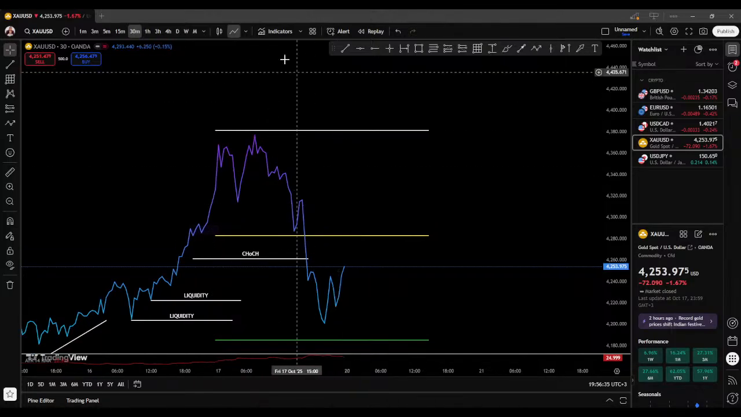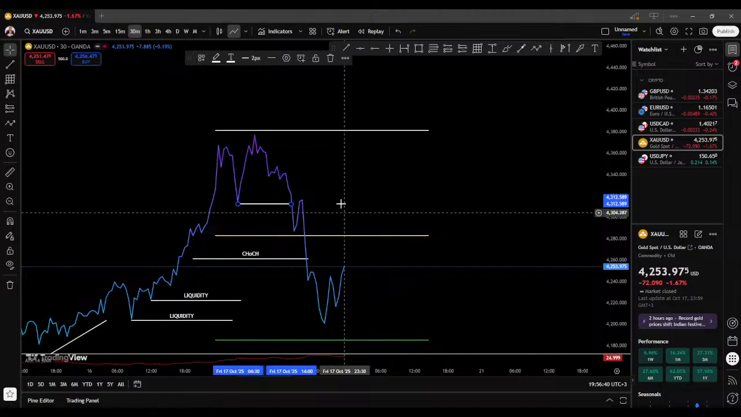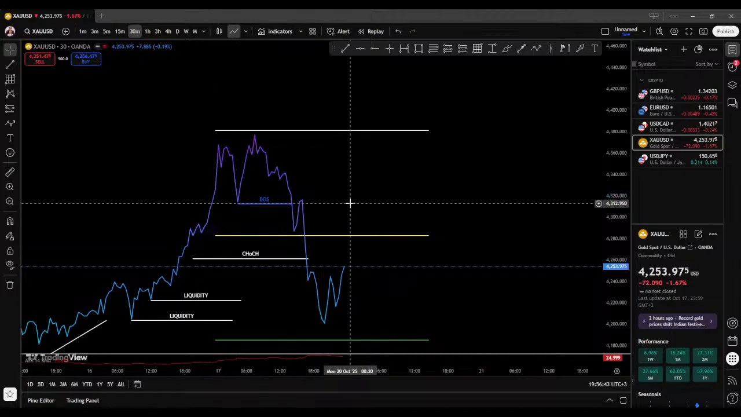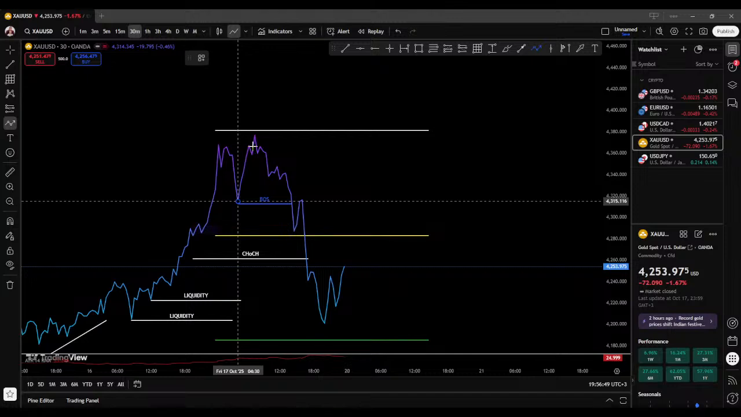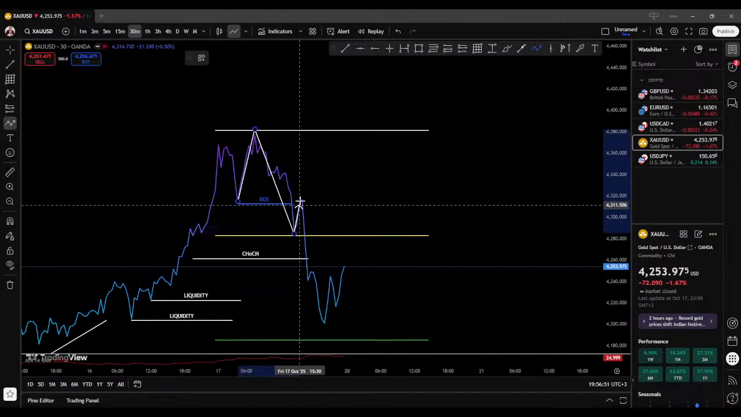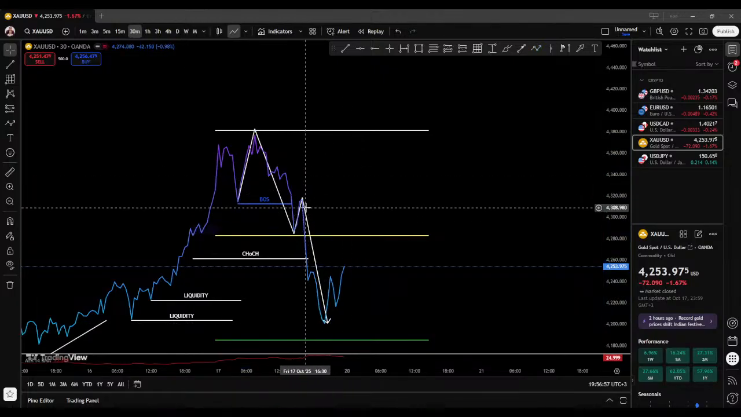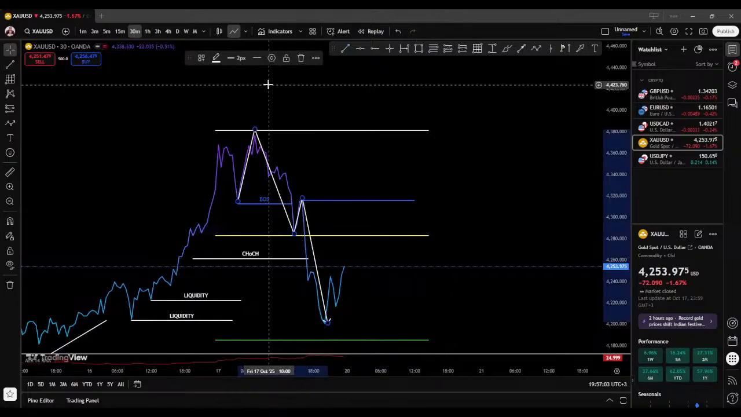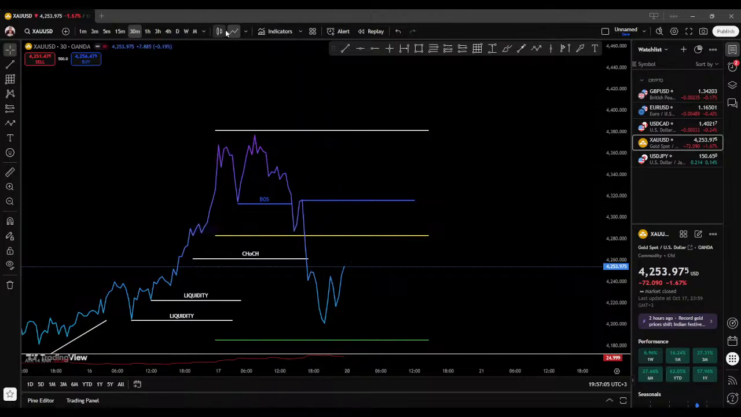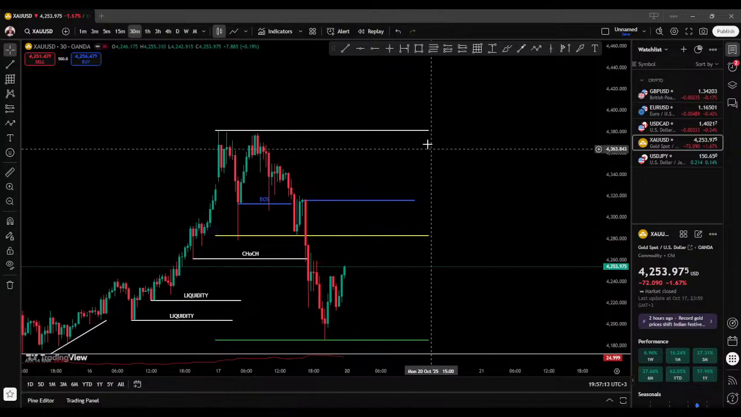How do you know that? Do a line chart, and then this is our BOS here. That's our BOS there. So we said when the market breaks structure, retraces, and breaks structure again, this high is always liquidity. So this is our liquidity. The moment you understand these things, it becomes very easy to look for setups.